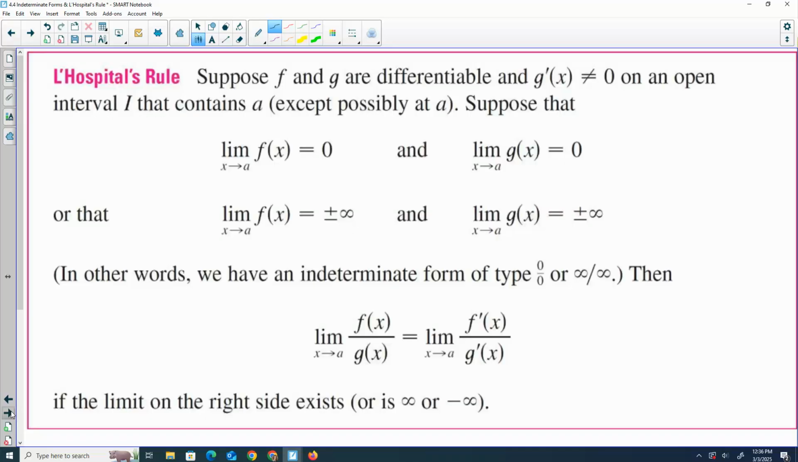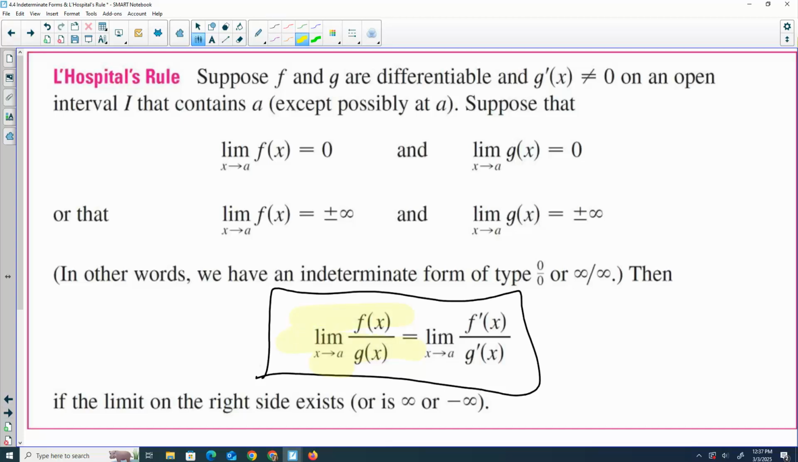So, L'Hopital's rule says if you have differentiable functions, what does it mean to be a differentiable function? There's a derivative. And the derivative at the bottom isn't 0. Then this statement is true, which is huge. The limit as x approaches a of f of x over g of x is equal to the limit as x approaches a of f prime of x over g prime of x.